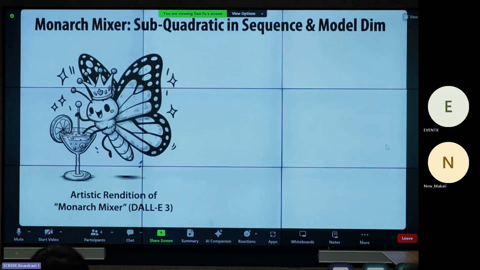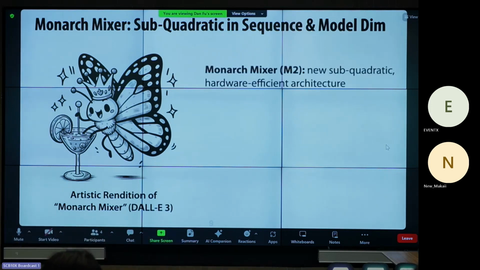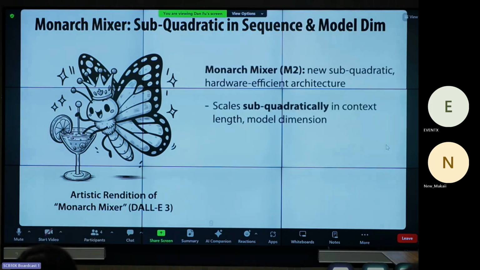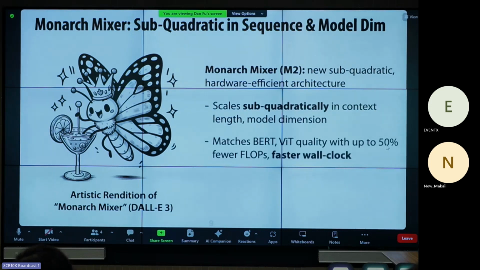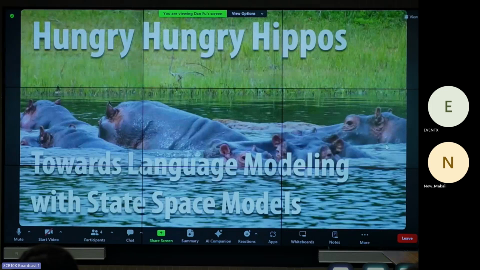The second paper that I was talking about is called Monarch Mixer. With Monarch Mixer, we take it one step further. We scale sub-quadratically, not only in sequence length, but also in the model dimension. So Monarch Mixer is a new sub-quadratic, hardware-efficient architecture that scales sub-quadratically on these two axes. We show that you can match transformer quality in things like BERT, ViT, and GPT with up to 50% fewer parameters, fewer FLOPs, and faster wall-clock time. And we also have some early results where we're starting to use these models for long sequence retrieval. So if you have, for example, a whole document that you want to bring into your retrieval augmented generation model, Monarch Mixer might be a way to start doing that. Okay, so first let's start with H3 Hungry Hippos.